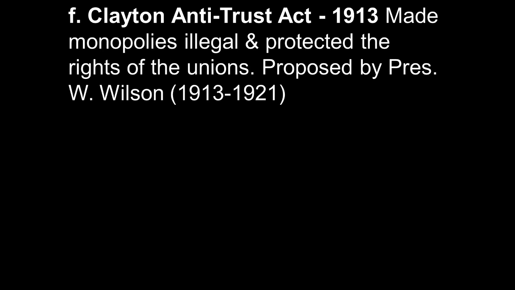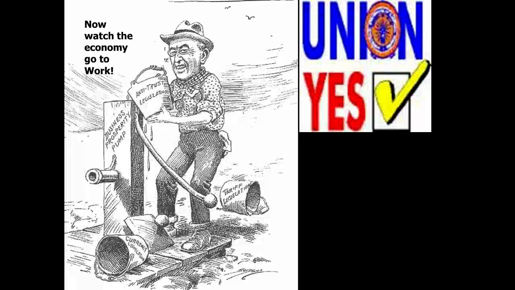All right, the Clayton Antitrust Act, 1913. It made monopolies illegal and protected the rights of the unions. It was proposed by Woodrow Wilson, so the president after Teddy Roosevelt, from 1913 to 1921. He's also our World War I president. There's a cartoon of Wilson basically saying antitrust legislation will create better business because if you legislate away the ability of trusts and monopolies to form, there's more competition. And competition, if you've had economics yet, tends to promote higher quality of goods and lower prices, which tends to boost the economy in general.